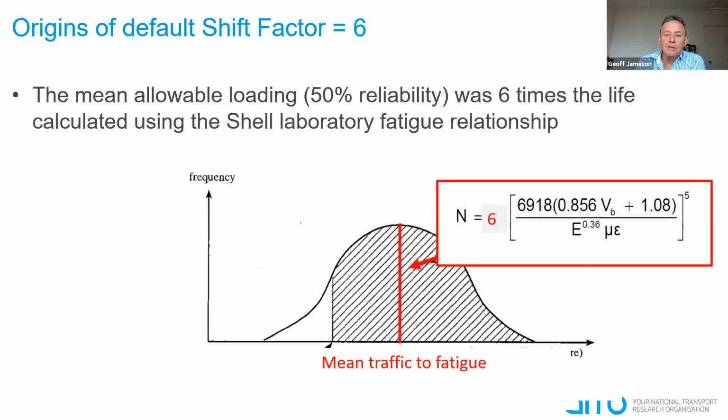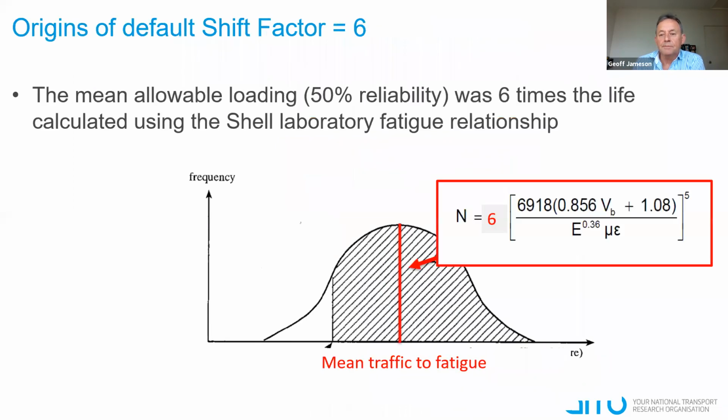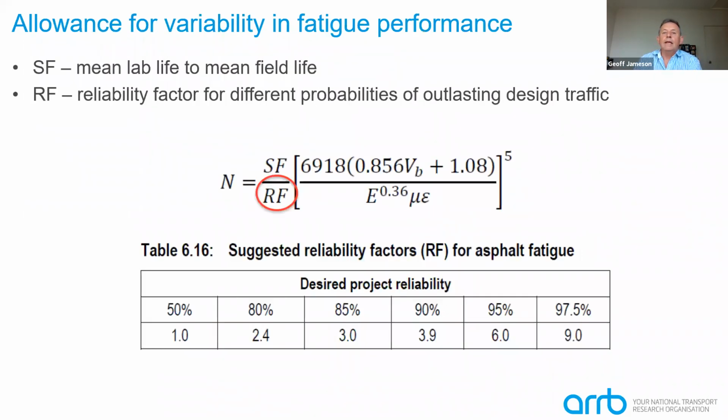It came from the simulation of the variability and a judgment that when you use a shift factor of 1, or in other words, just the lab fatigue model, the designs were highly reliable in terms of predicting the performance. And then we've also included from that simulation work reliability factors in the same way as I explained for cemented materials.